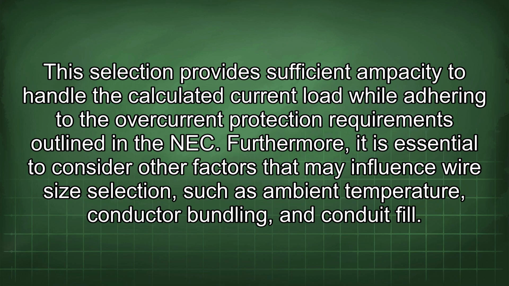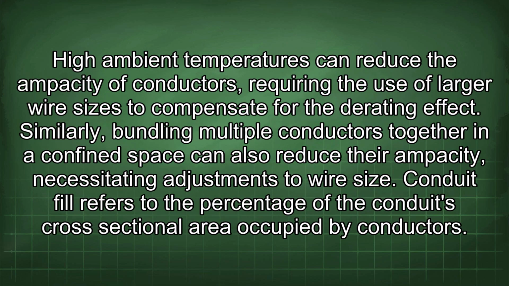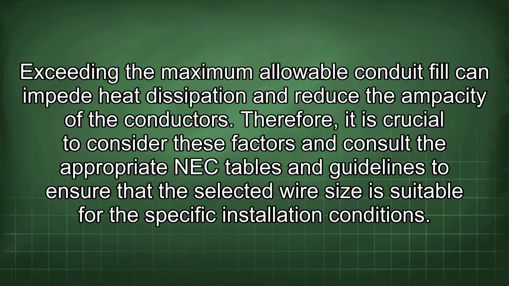Furthermore, it is essential to consider other factors that may influence wire size selection, such as ambient temperature, conductor bundling, and conduit fill. High ambient temperatures can reduce the ampacity of conductors, requiring the use of larger wire sizes to compensate for the derating effect. Similarly, bundling multiple conductors together in a confined space can also reduce their ampacity, necessitating adjustments to wire size. Conduit fill refers to the percentage of the conduit's cross-sectional area occupied by conductors. Exceeding the maximum allowable conduit fill can impede heat dissipation and reduce the ampacity of the conductors.